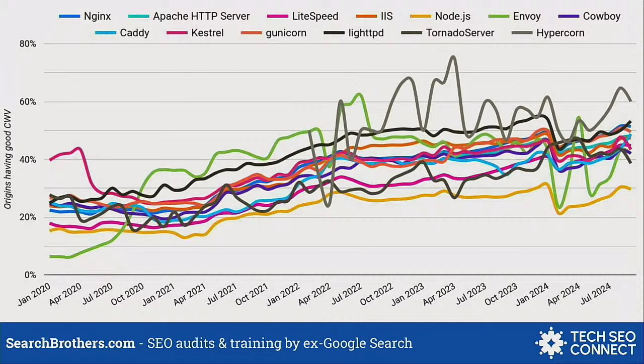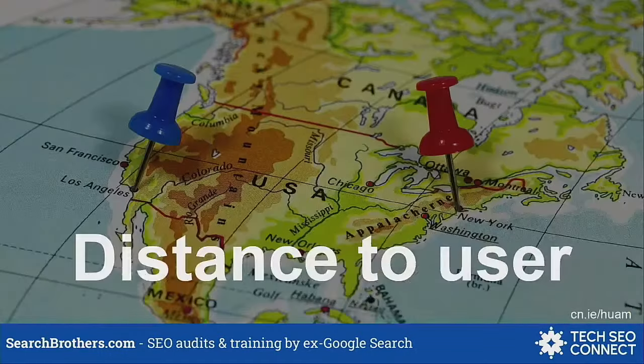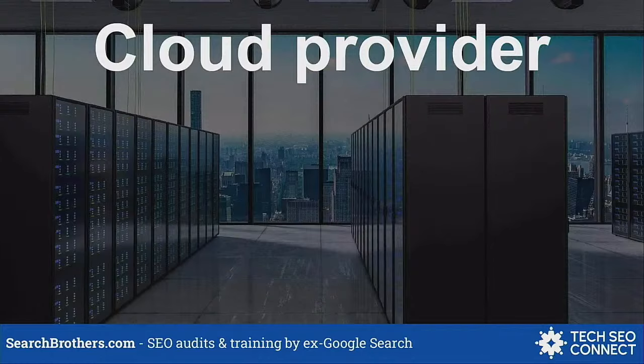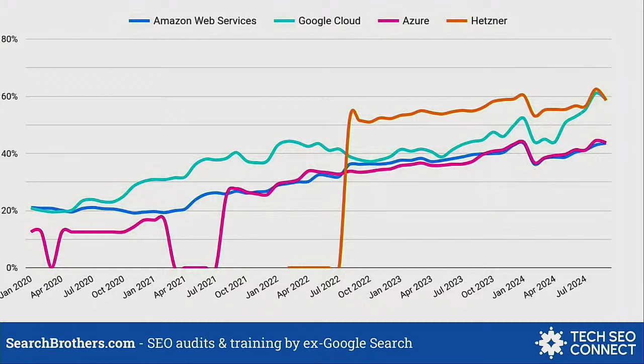Same when it comes to the type of HTTP server. It's all over the place, but a few jump out, and some in the negative way. So maybe that's something to consider. Also, you want to identify other bottlenecks, like for example, the distance to the user. Of course, which cloud provider do you use? Again, there's a whole bunch of them. If you take the top known ones here, we can see two really jump out.